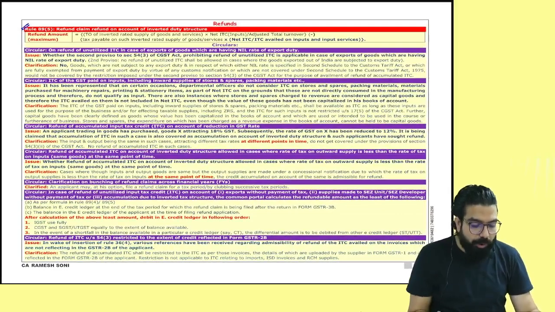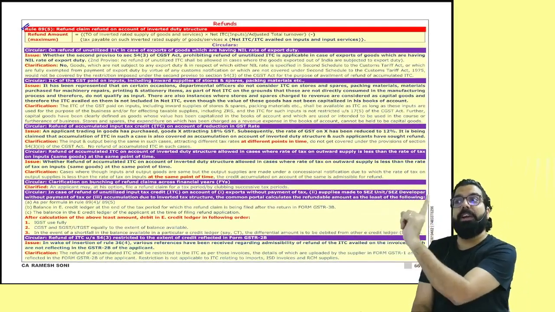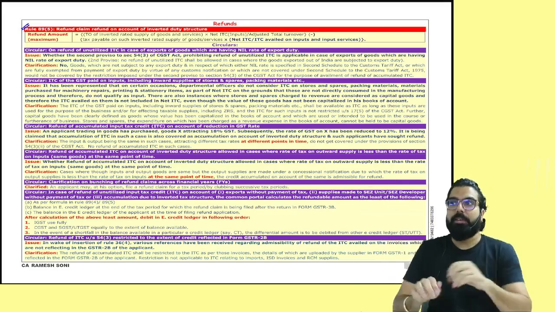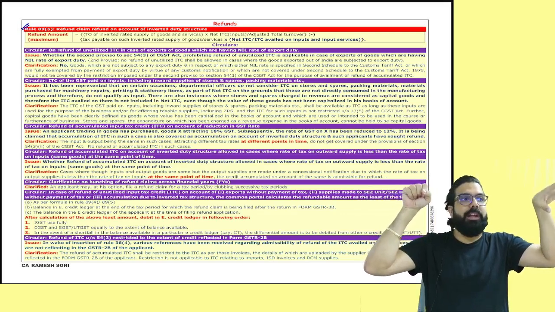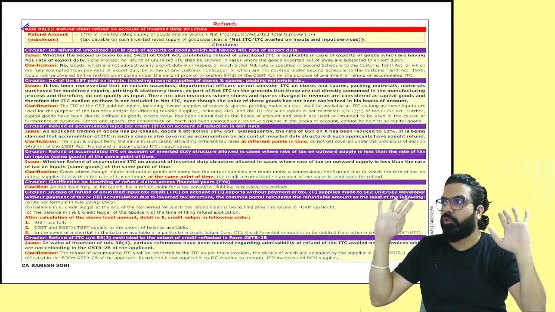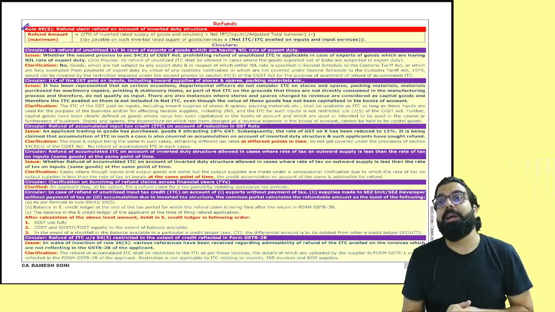Now, the next one over here is rule number 89(5). Everyone over here, you get an ITC refund in two scenarios. One is zero-rated supply under LUT, where the ITC refund is given. We understood how to take that ITC refund. The second one is rule number 89(5).